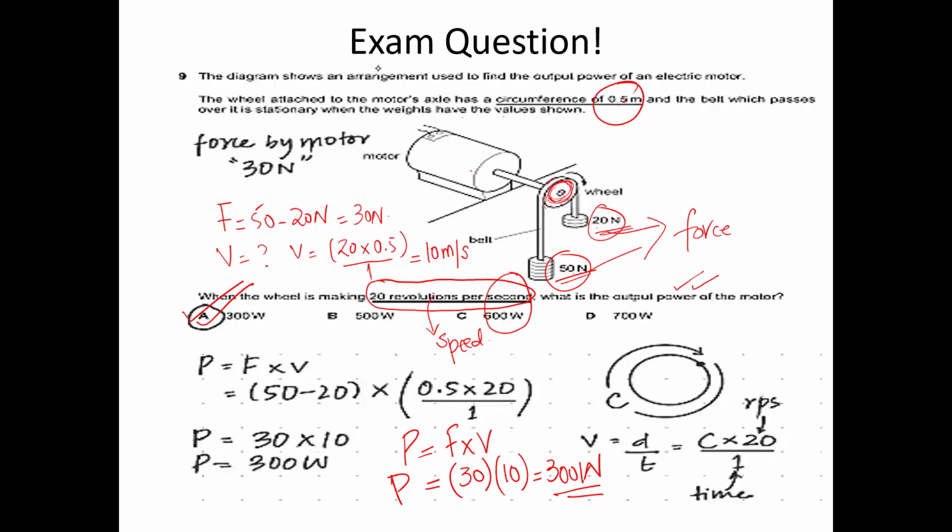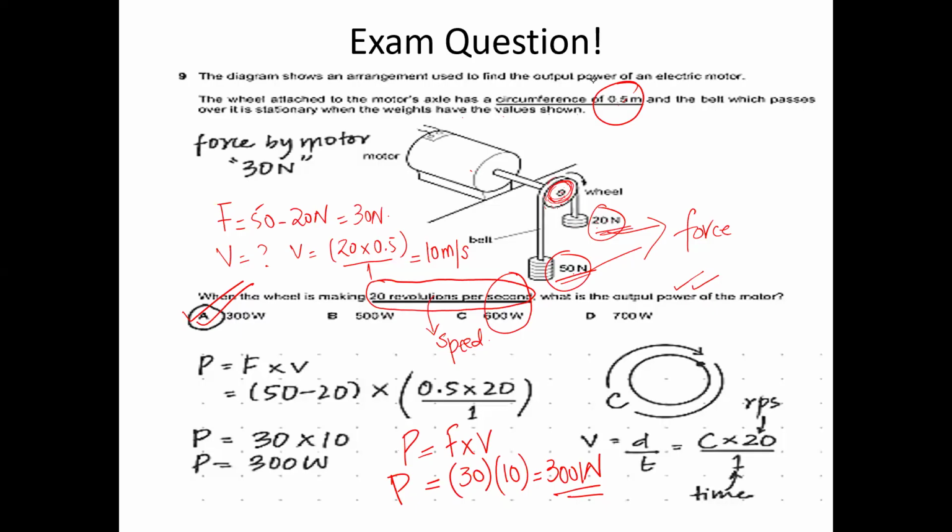Is this concept understandable, students? How to find out the power? We have used the formula of power: force multiplied by velocity. So always use the formula of power, as power is equal to force multiplied by velocity. Force will be the net force, that is 50 minus 20, which is 30 newtons.